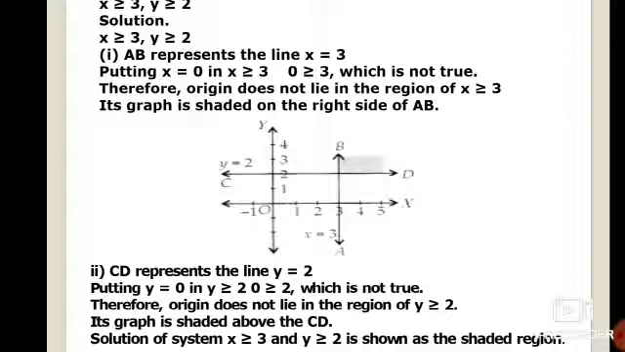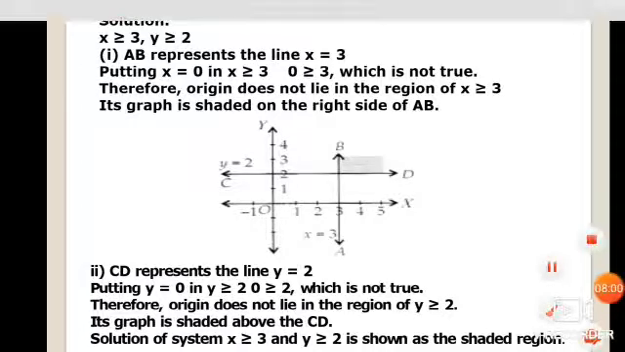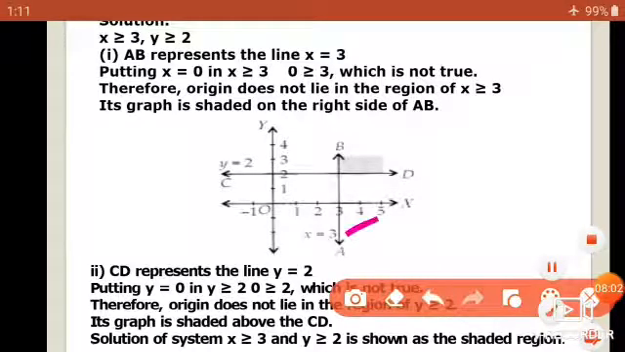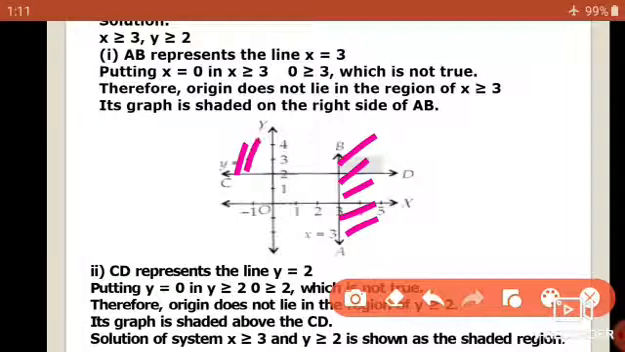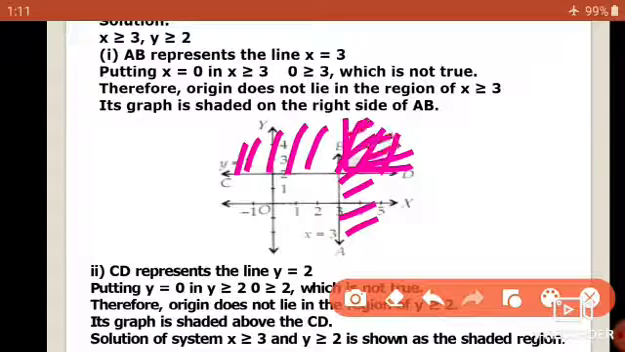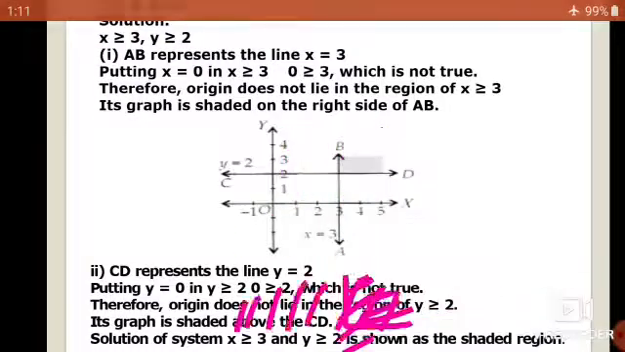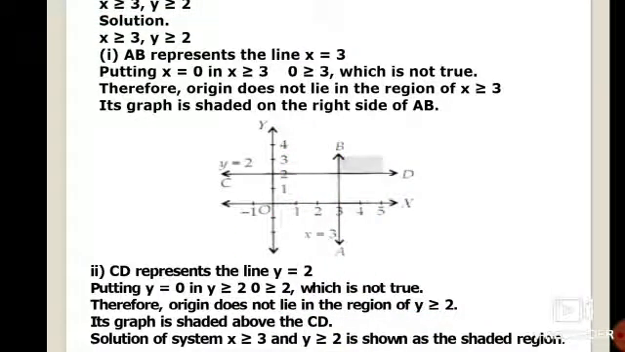Similarly, y is equal to 2. Is 0 greater than 2? False, so that also you have to shade above, away from the origin. When you shade the first one, you will get a shaded portion like this. When you shade for y equal to 2, you will get this shaded portion. Now which is the common shaded portion? This portion is the common portion, so this you have to shade. Only the common portion should be shaded.